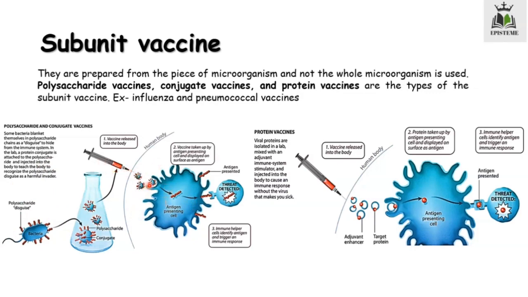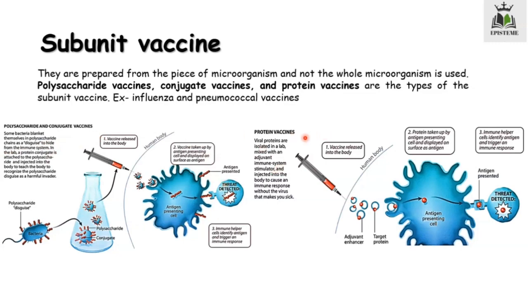Now the APC cells identify these foreign particles and engulf them. The antigenic part, that is this polysaccharide part, is presented by this APC cell, and next the T helper cells identify it, the cytokines are released and the B cells produce the antibodies. So this is how the polysaccharide and conjugate vaccines work.